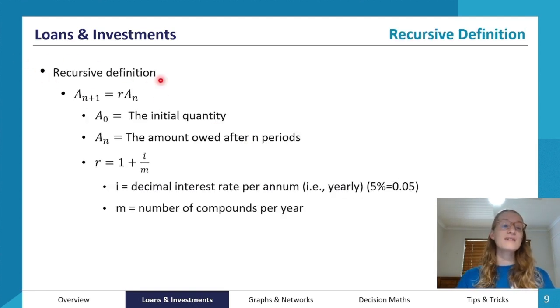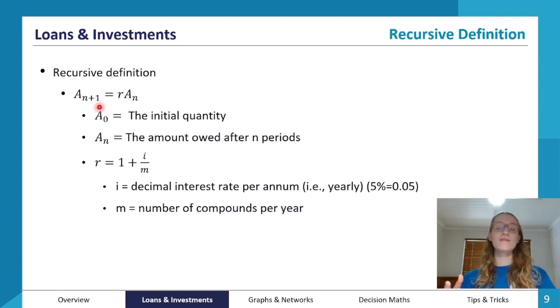So just like with sequences and with simple interest and with compound interest, we can calculate it using a recursive definition. So the idea of recursive is when we take the starting point and then we apply the same rule to get our second term, and then we apply the same rule to get our third term, and then we go on and on in that fashion. And the rule that we use to do that in the case of compound interest is A(n+1) is equal to r multiplied by An, where A0 is the initial quantity.